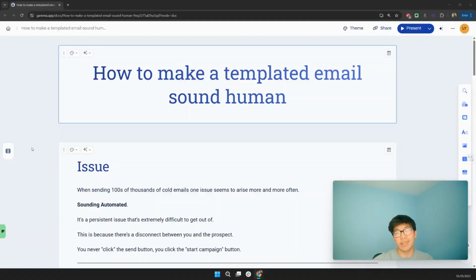Hello everybody, it's Liam here, and today I'm going to be walking you through how to make a templated email sound like a human. I sent a million cold emails over the last year or so, and this is just going to be a quick walkthrough of the two tactics I'm using to make all my emails sound human. There are going to be real-world examples, including examples from CEOs, executives, etc. So let's get right into it.